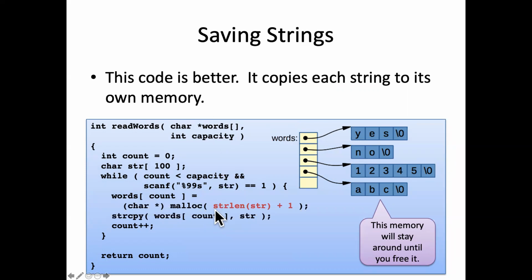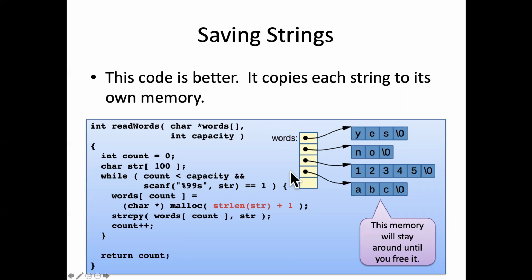Kind of like we looked at earlier, I can call strlen to find out how big the word I just read is. I need one more byte to hold a copy of the null terminator. So I'll add in one extra byte, I'll malloc that space, and then I'll make the next pointer in my words array point to that dynamically allocated space I just got. That space is uninitialized until I put something in it.